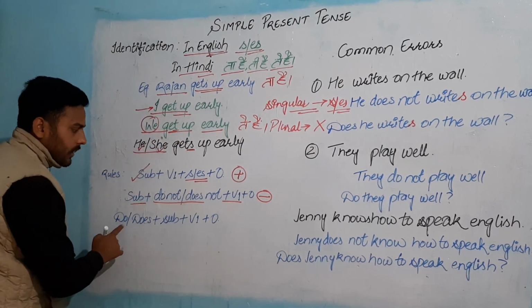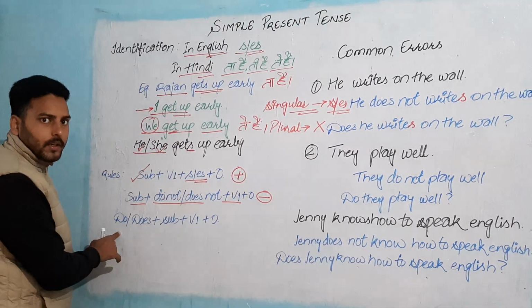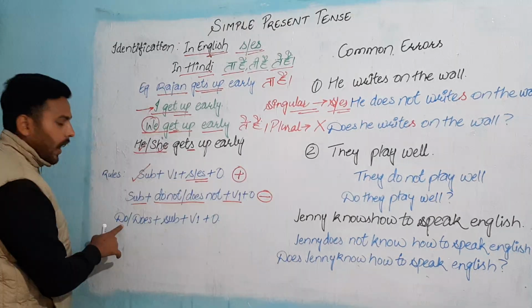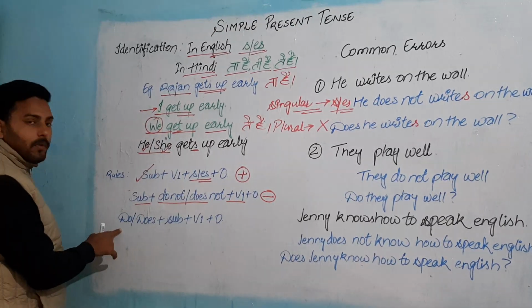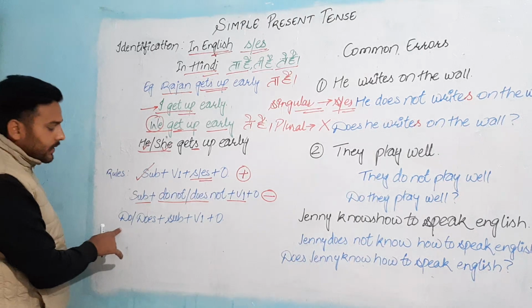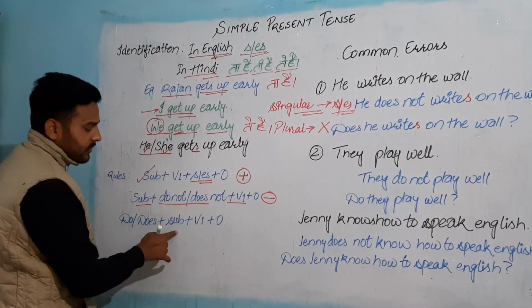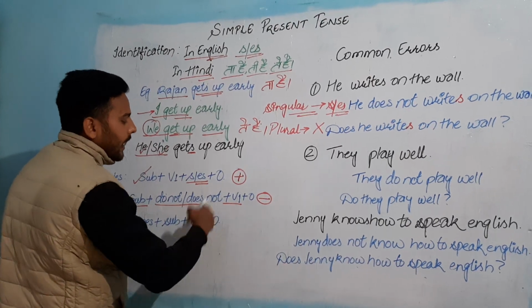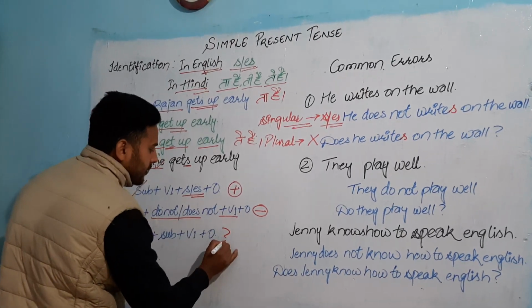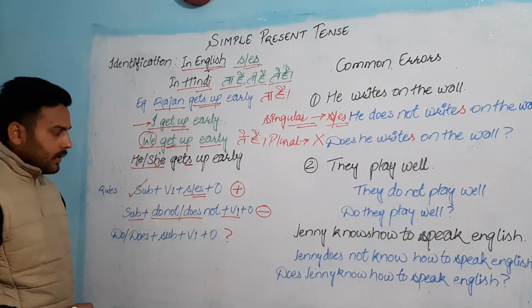Next one is when you have to ask a question in the simple present tense, you have to put the helping verb in the beginning of a sentence. Look at here, do or does plus subject plus verb first form plus other words, object. This is for the interrogative sentence.